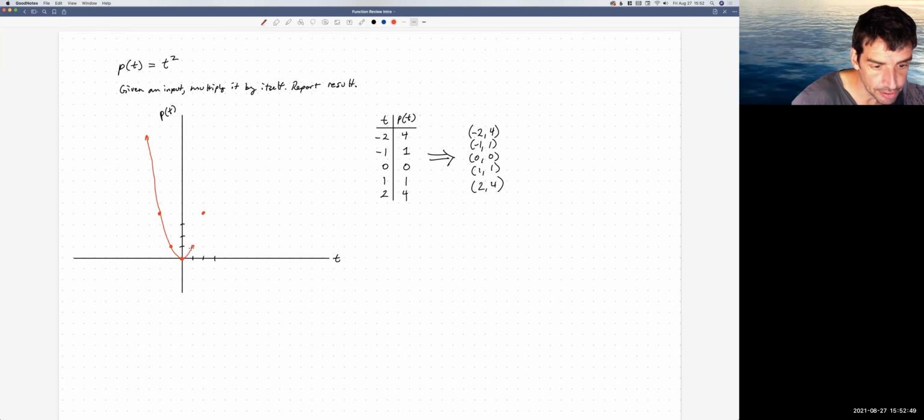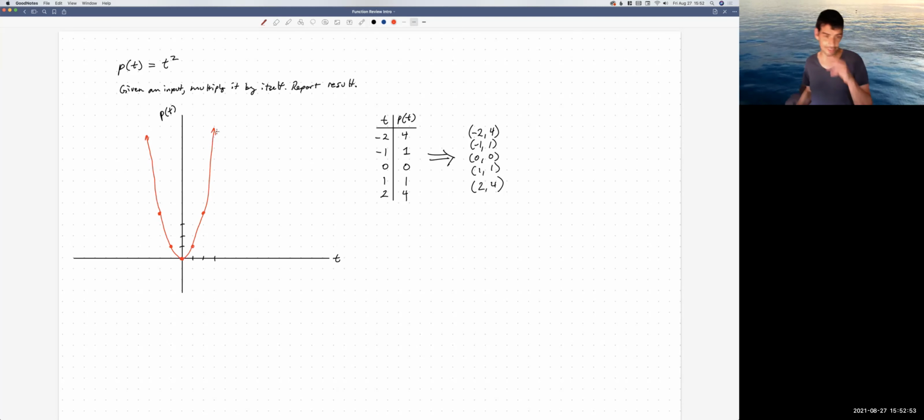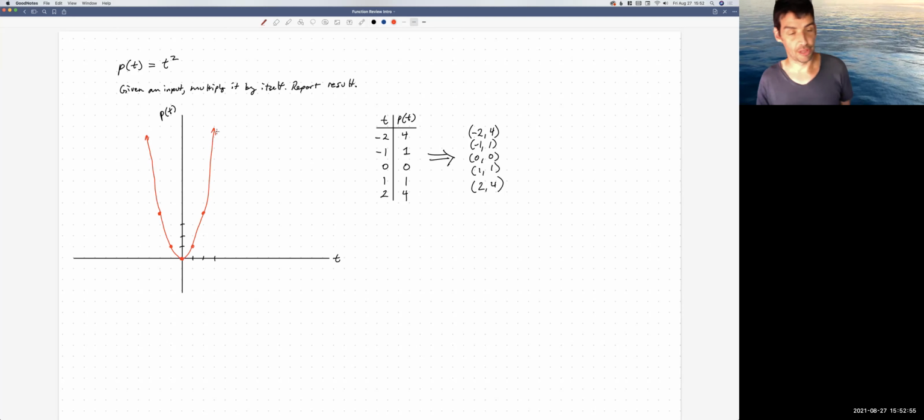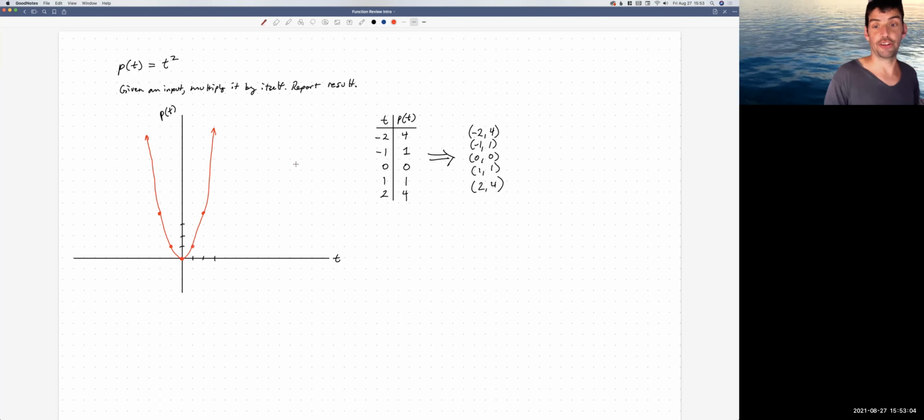We'd end up with this shape. All right, my drawing's not great, but we end up with a shape that we kind of recognize as a parabola, right? Make sure we understand this connection.